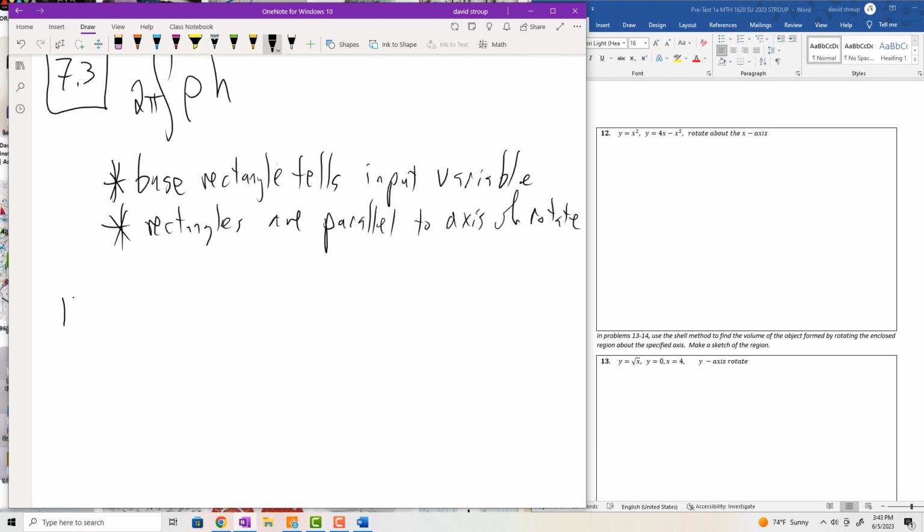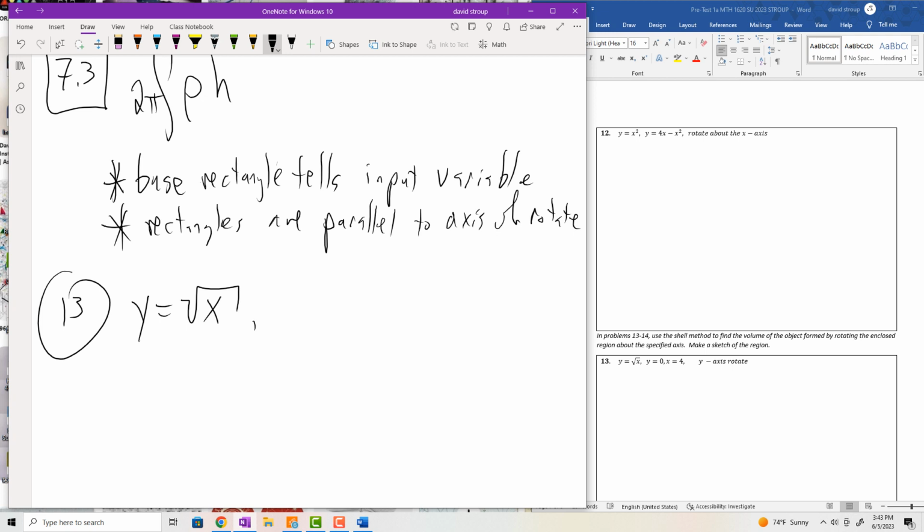Okay, so problem 13, sort of the same. And I'll tell you which method I want you to use, shell or is it disk or washer. And just read the directions. Please don't use your own method. I need to verify that you've learned all the material. Okay, so part of my job is just making sure you reach all the goals of the class.